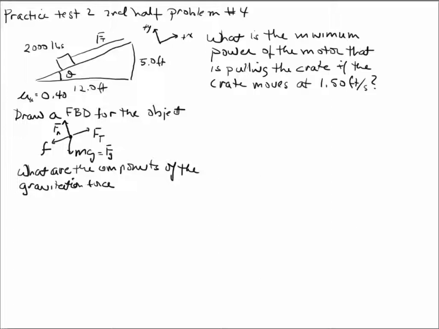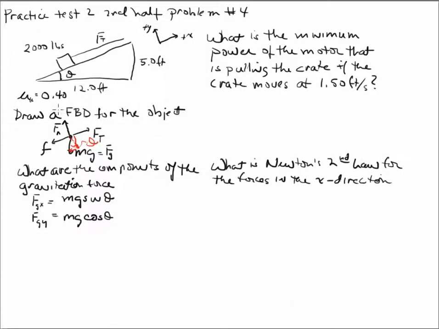What are the components of the gravitational force? The gravitational x component is mg sine theta. The gravitational y component is mg cosine theta. And of course, theta, if you look at it, here's the y-axis, and right in here is theta. My x component is this one, my y component is this one.